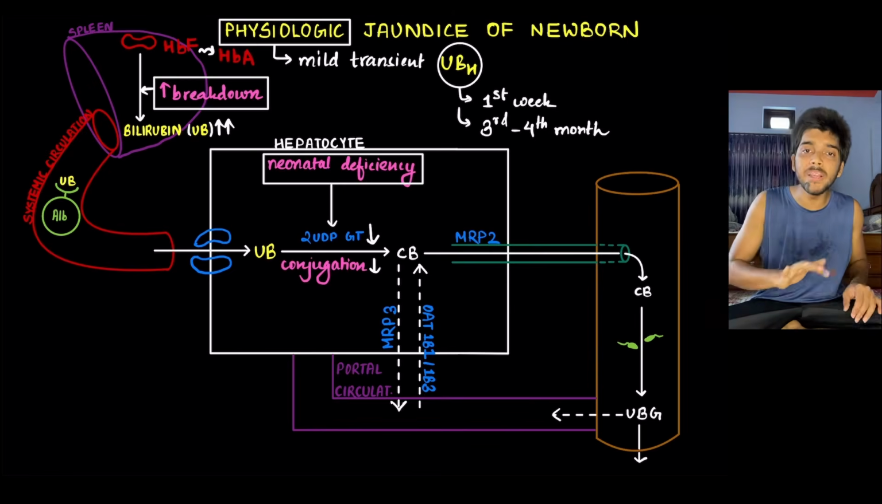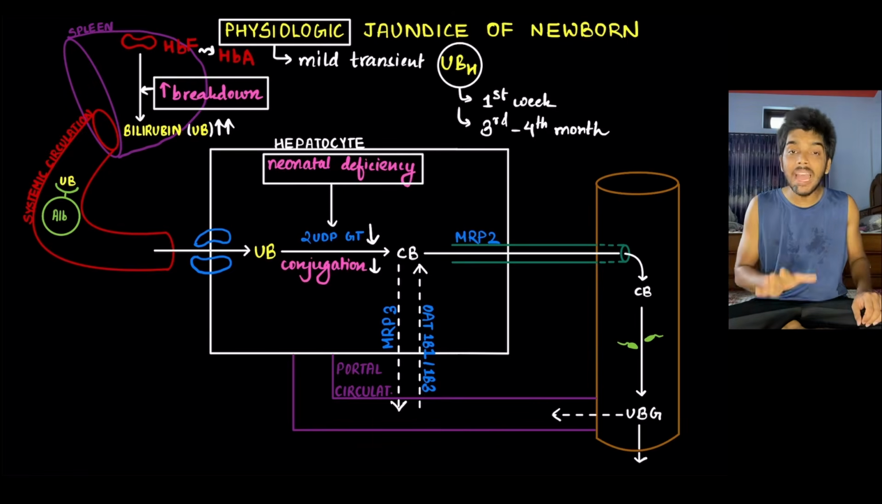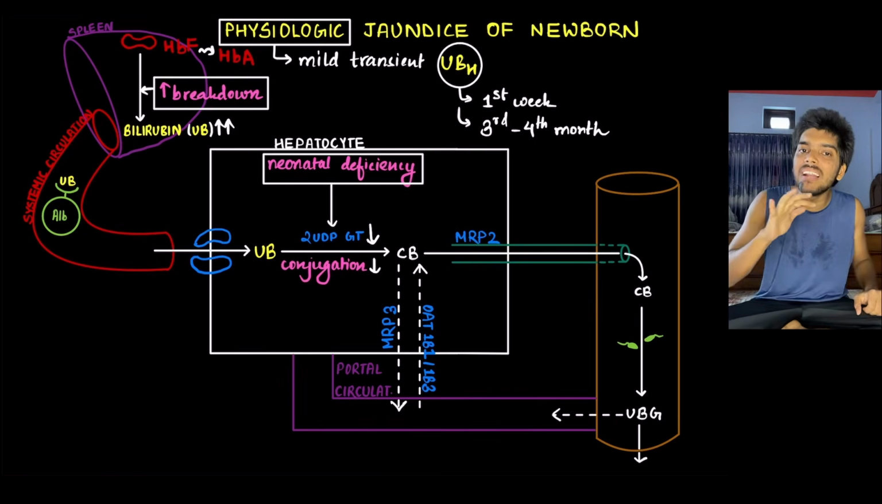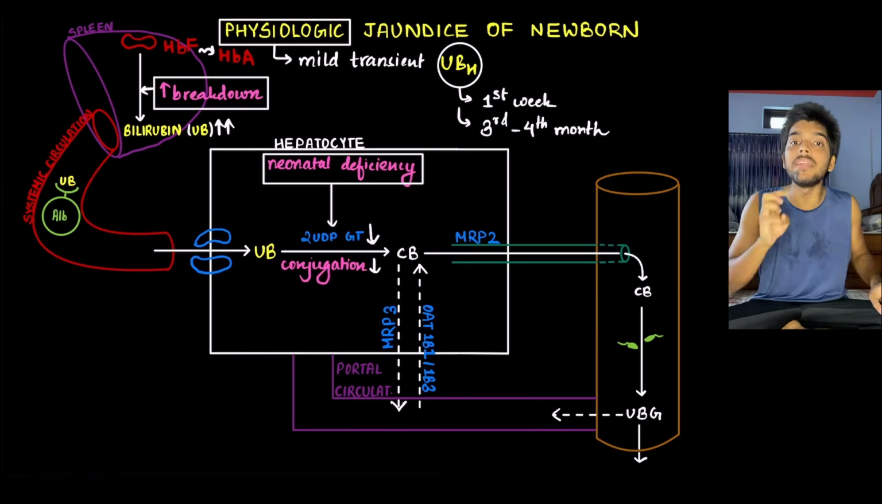This condition remains for at least the first week, and the complete maturation of the organ takes place so that conjugating power is completely attained. The adult level of conjugating power is attained by the 3rd to 4th month of development.